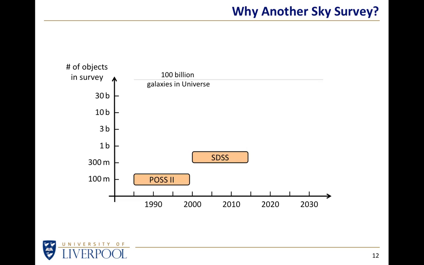And if we go to the Sloan Digital Sky Survey, we find that's an improvement coming into the noughties now, but still we're sitting there between a few hundred million and a billion objects. And if we go to Pan-STARRS, another improvement in the 2010, 2014 sort of date range, but still we're struggling to get to that gray line. The intention of the LSST is to get there.